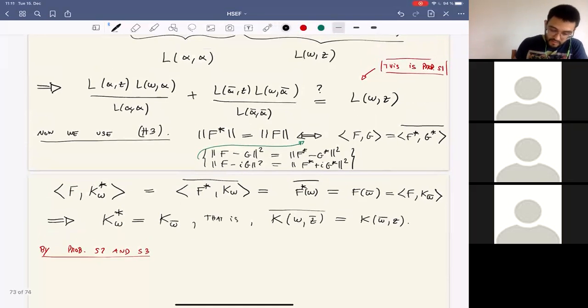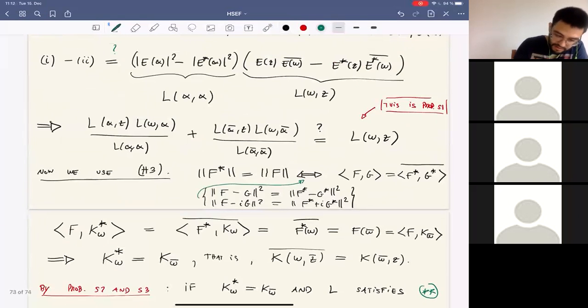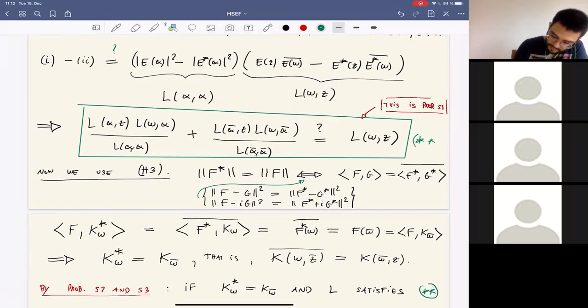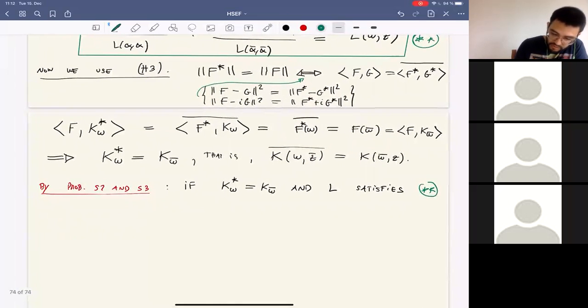So what they say is that if KW star equals KW bar and L satisfies double star, which would be this identity here, okay? So we do know the first condition, we just don't know the second yet. We do know that the second holds for any space of Bern type, but we don't know if it holds for this Hilbert space H given. But this one we do know, we just did it, we used condition H3.